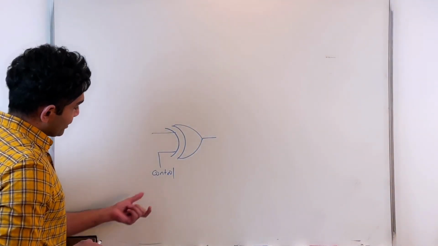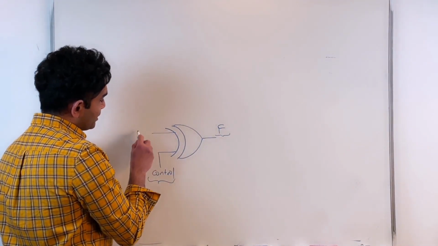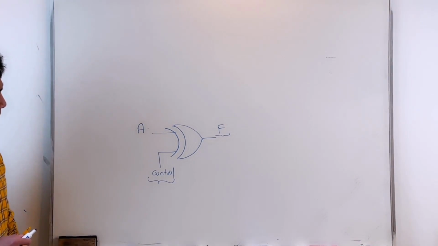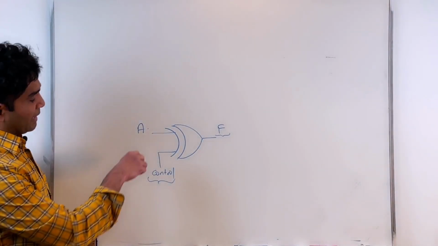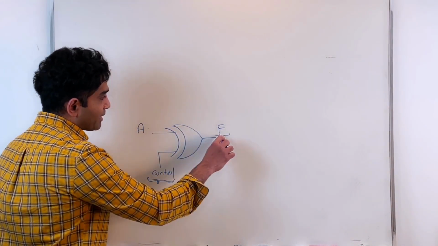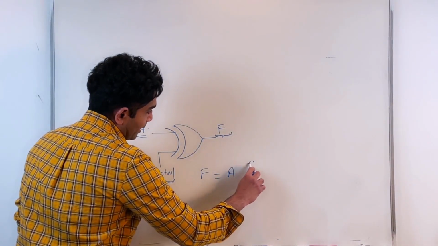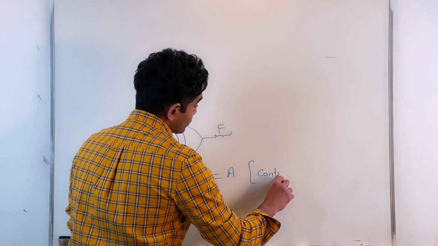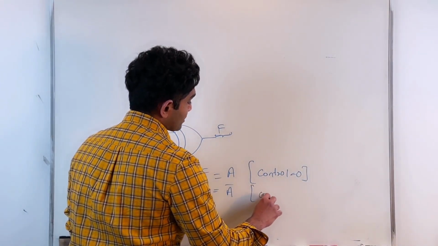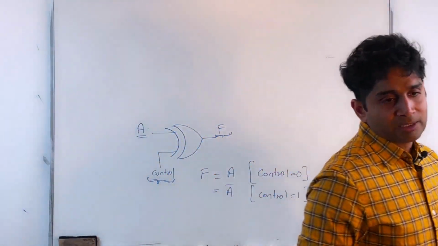Okay, so you have the control input, you have the output, and from the perspective of the control input and the output, let's say input A applied to this XOR gate, we basically exploited this phenomenon, right? Depending on the control input applied as one of the inputs to the XOR gate, my F as a function of A is basically F equal to A every time I apply a control input of 0, whereas F equal to A prime when the control input was 1. This is what we have observed from the truth table of the XOR gate.